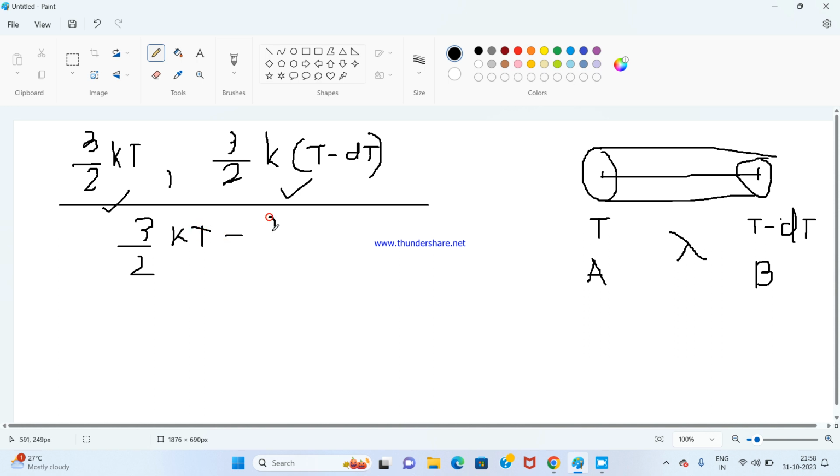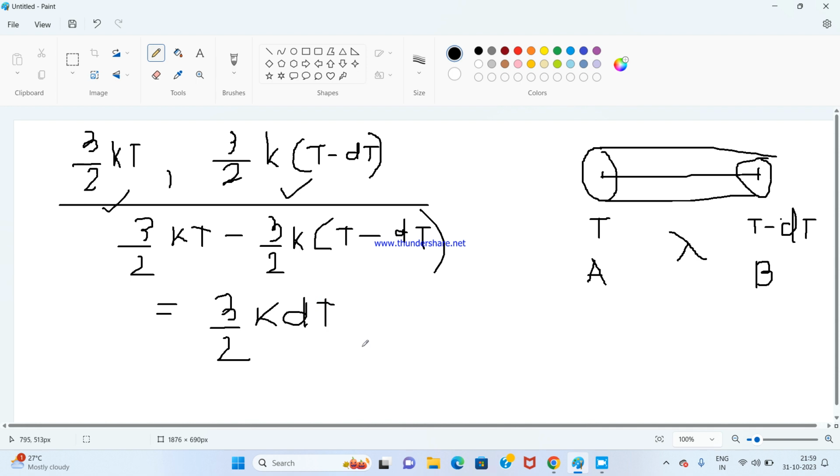minus 3/2 k (T minus dT). So simply if you do this, it will come to 3/2 k dT. This is small k dT.